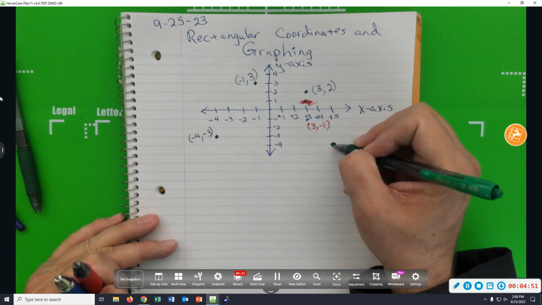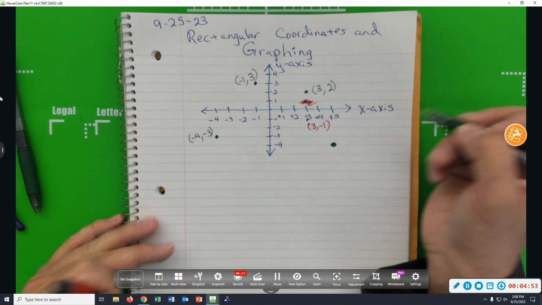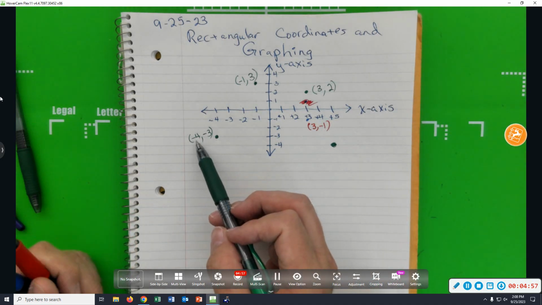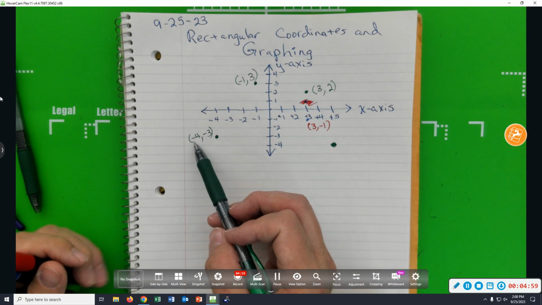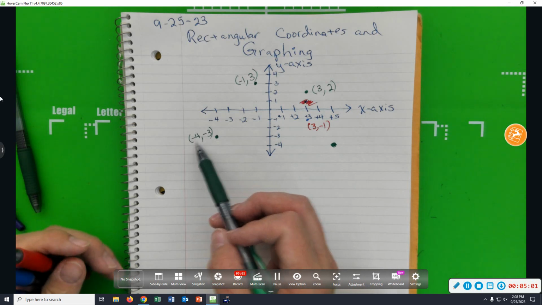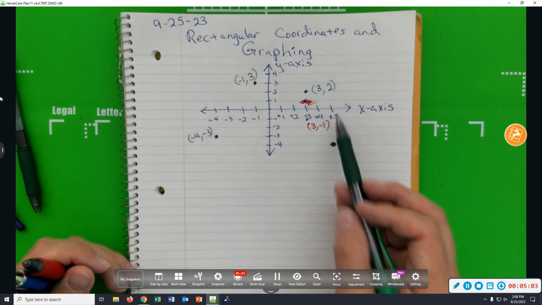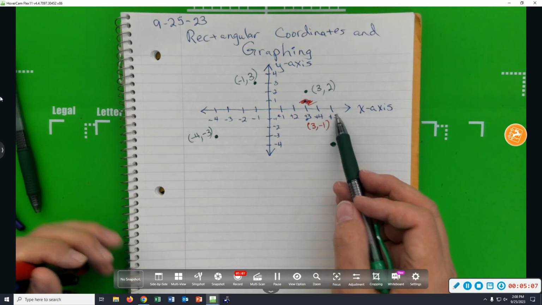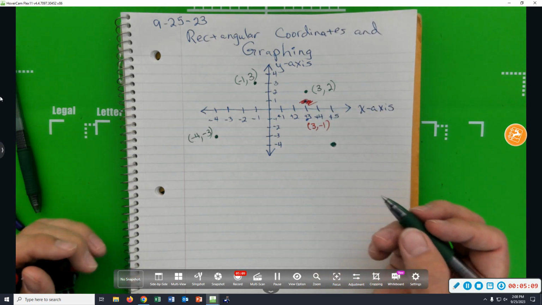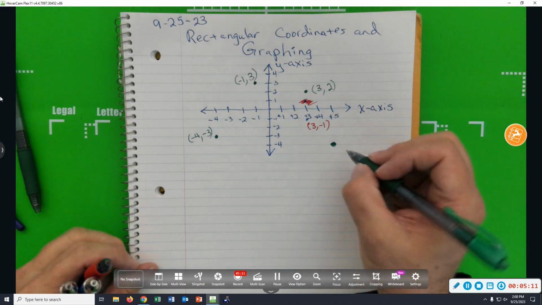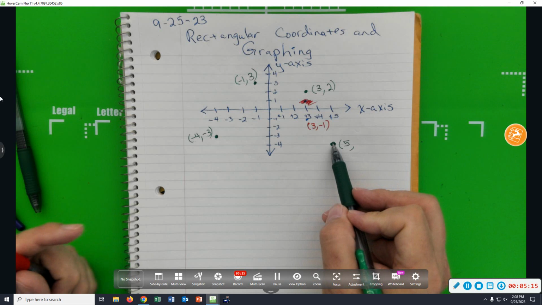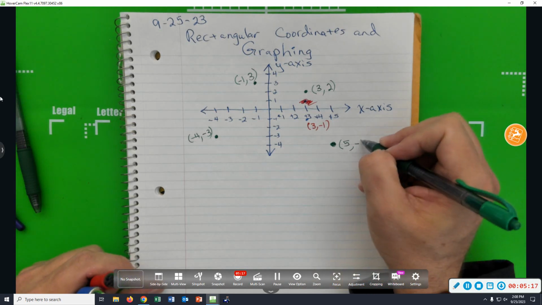And if you're thinking to yourself, well, it could be negative 3.99999, and it would look like negative 4. So let's assume we're using integers. So the x-coordinate would be a 5, not a 5.00001, okay? So the x-coordinate's 5. What's the y-coordinate? Negative 4.